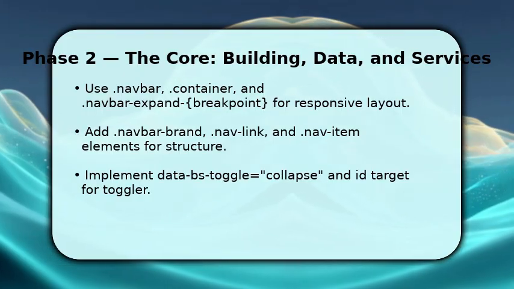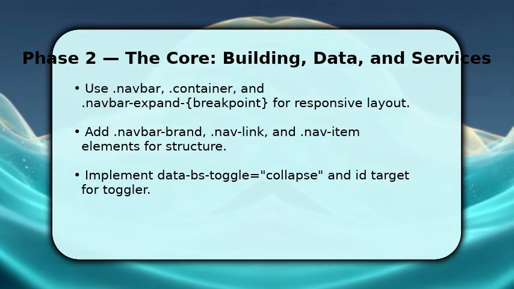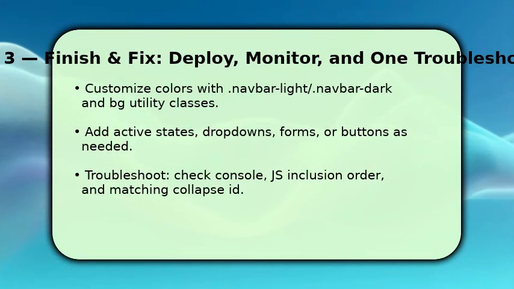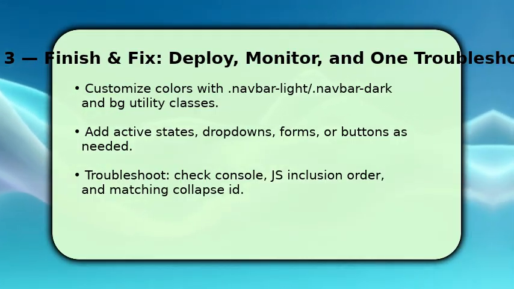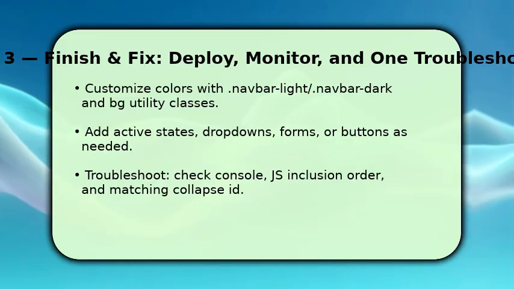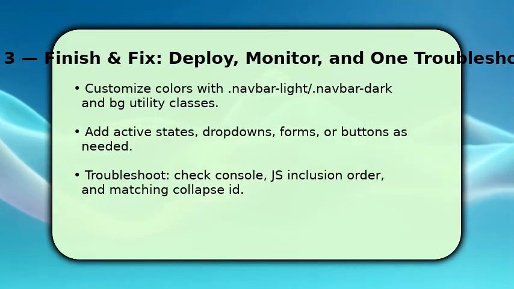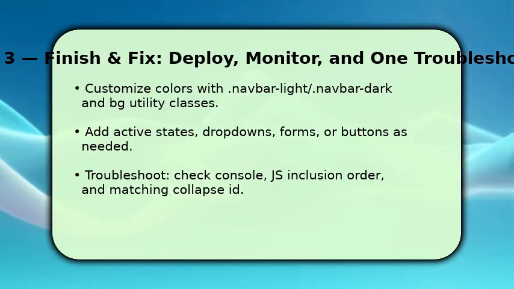Also add ms-auto to align items to the right when needed. Finish by choosing visual utilities like navbar-dark with bg-dark or navbar-light with bg-light so contrast remains clear. Enhance functionality by adding dropdowns using dropdown classes or embed a search form and action buttons. Keep markup consistent for predictable behavior.